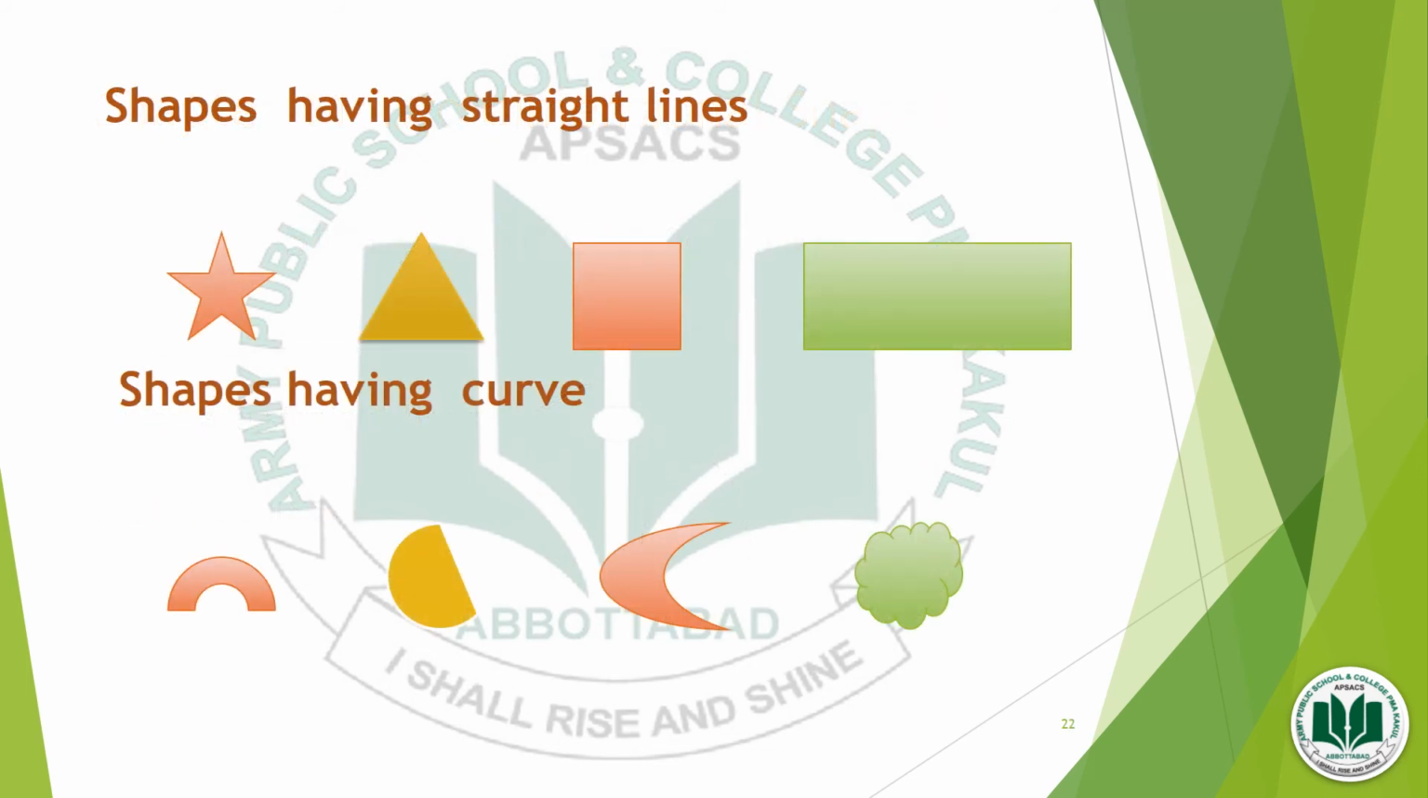There are many shapes around you which have just straight lines. You can see on the screen, these are some shapes which have just straight lines. Means these shapes are made up of straight lines. And there are some shapes which are made up of just curves. You can see on the screen and you have seen these shapes around yourself. These are made up of curves.